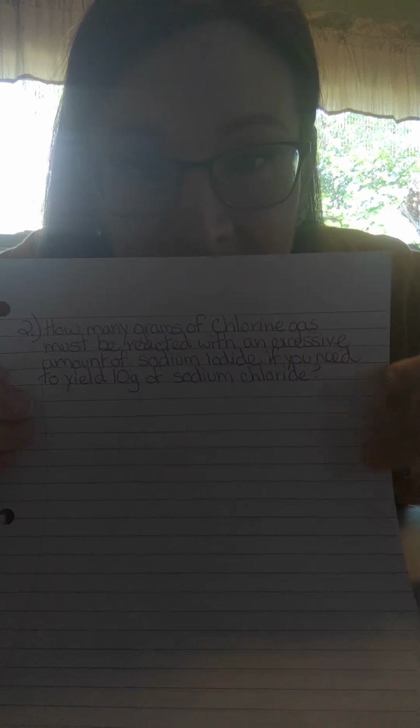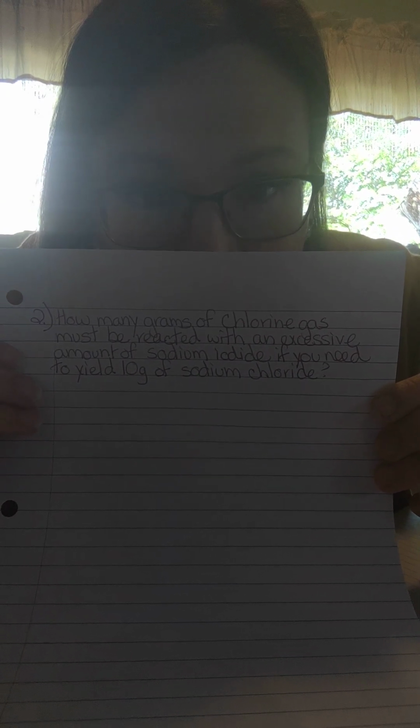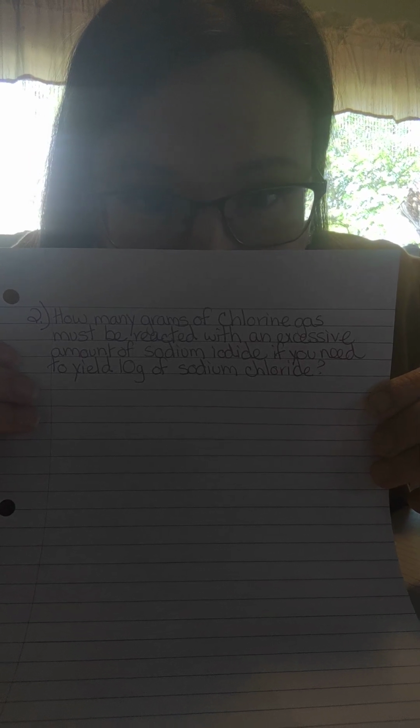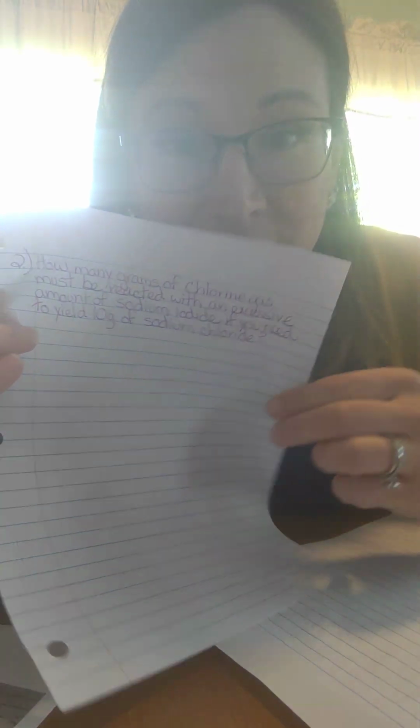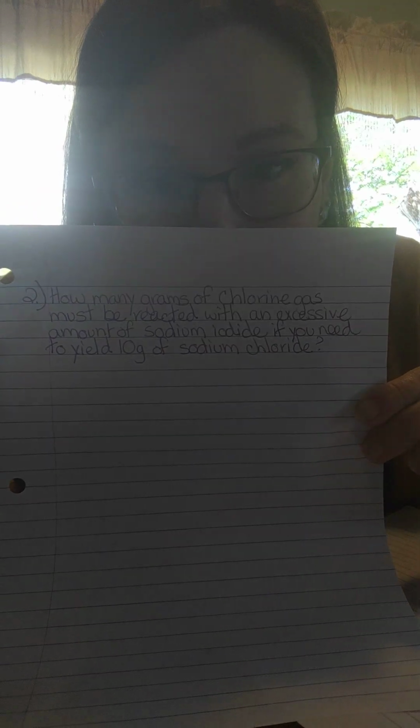Okay, the second problem on the first worksheet says how many grams of chlorine gas must be reacted with an excessive amount of sodium iodide if you need to yield 10 grams of sodium chloride. Again, this is the second problem on the first worksheet.